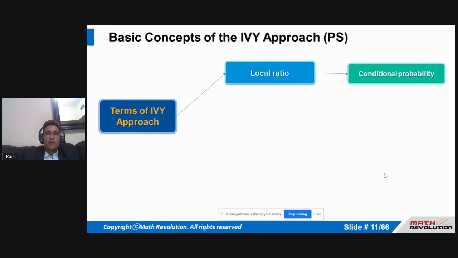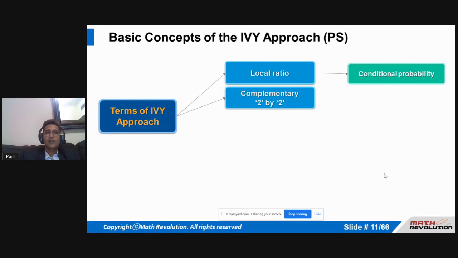So local ratio is usually dealt into conditional probability. That is one of the most important topics, and it is asked in GMAT, and I have also found that most of the students often struggle with this. It's not probability, it's conditional probability, exactly. So that has to be taken care of.